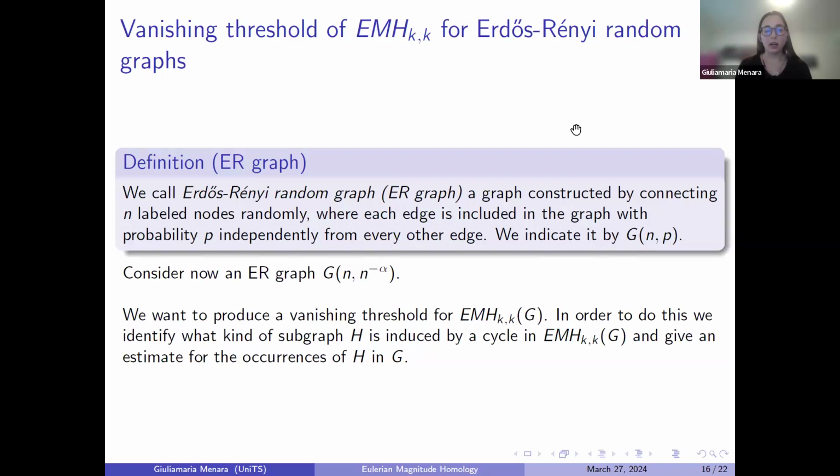In our work, we chose to follow the work done by Matthew Kahle and Elizabeth Meckes, and so we picked p to be n to the minus alpha, and I didn't specify here, I'm sorry, alpha ranges from 0 to infinity. And so the first thing we want to figure out is, when do we actually have homology? So we want to find a vanishing threshold for Eulerian homology on the first diagonal when K and L have the same value.